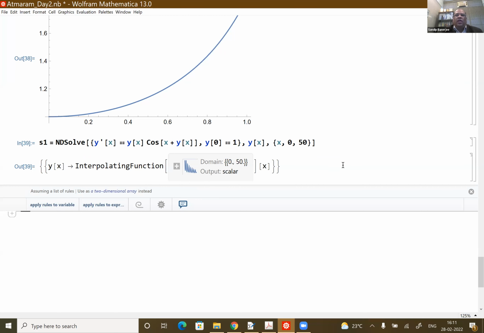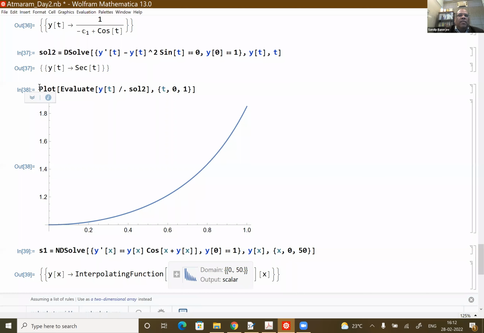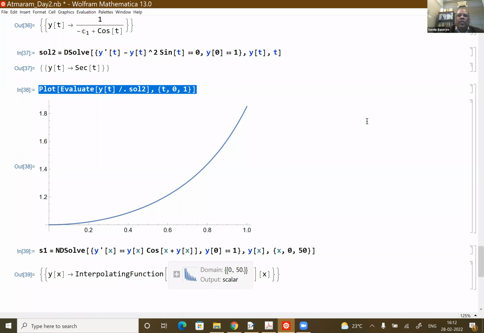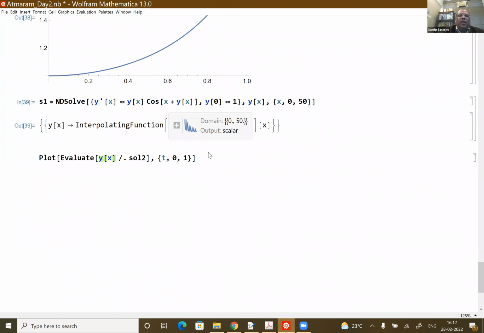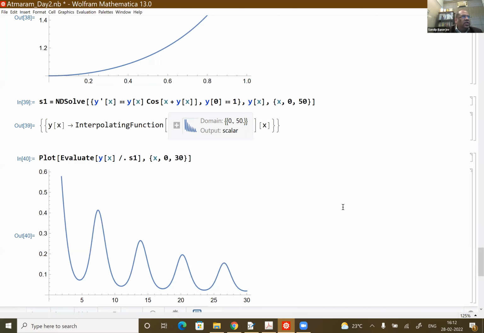Now I have to plot it. And for the plot, you have the same command. Plot, Evaluate. Instead of y[t], I will now put y[x]. Instead of sol2, now the name under which this result has been saved is S1. So this will be S1, and the independent variable is x. Here it is 0 to 50. If you want, you can take any number between 0 and 50 to see the solution, and here is the solution.